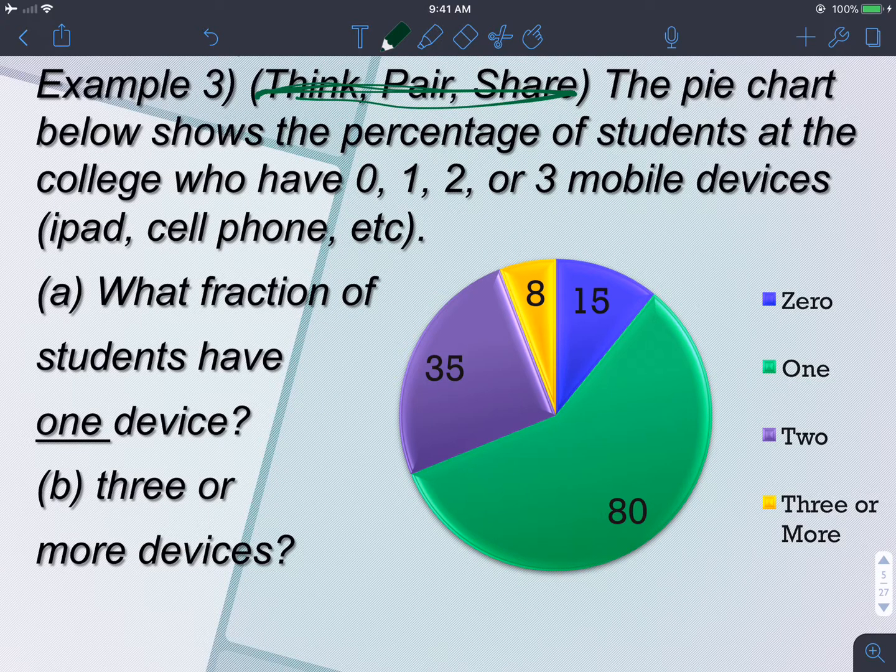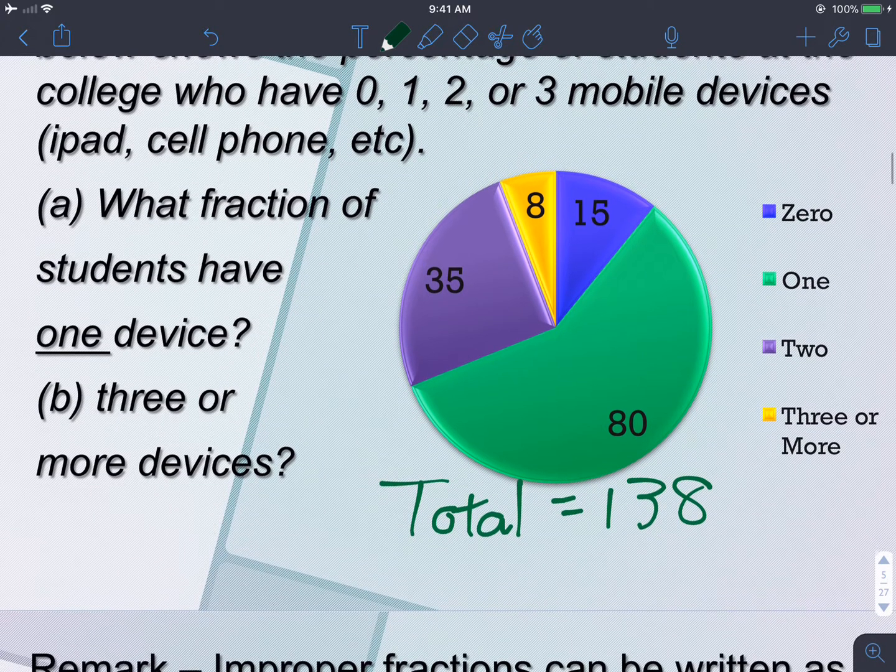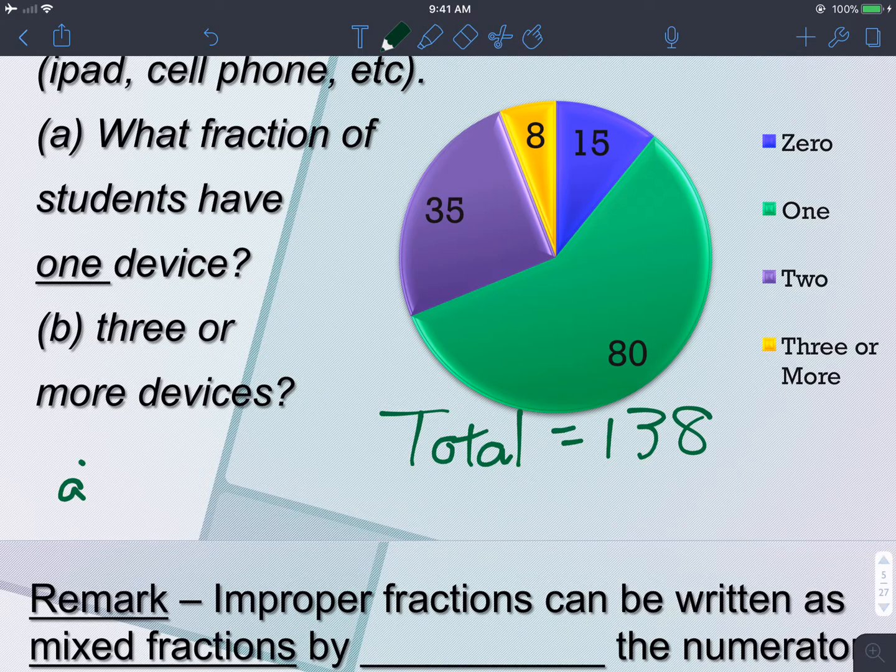All right, so what's the first step then? Have to add all of them. You add them all together to find the total. I got a different total though. You did? Is that what you got? I got 138. So we're going to add all the numbers together. So for A, we're going to look at 1 device, 80 over 138.